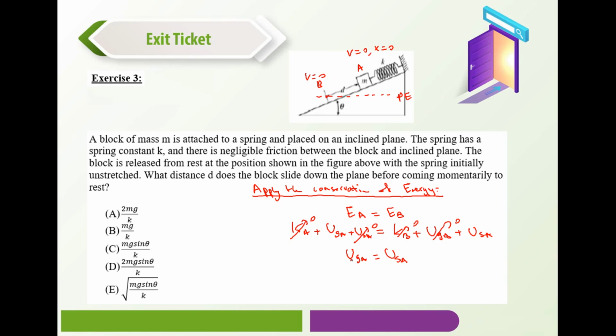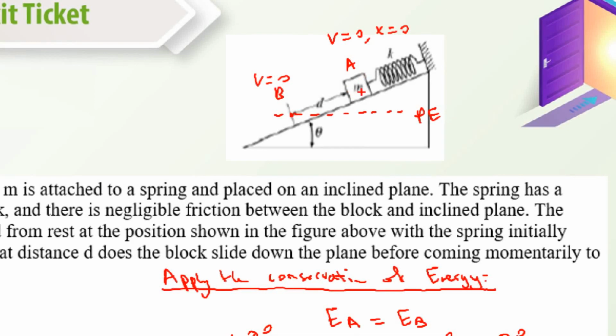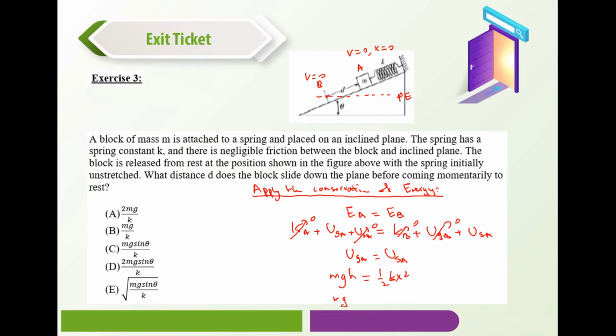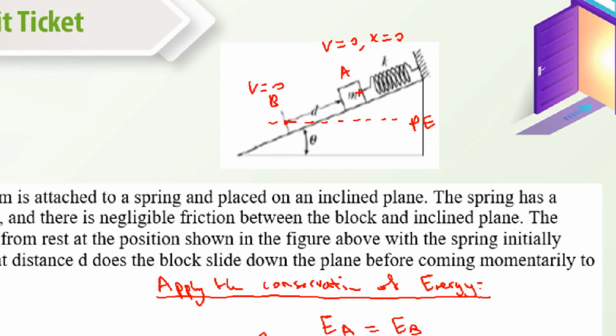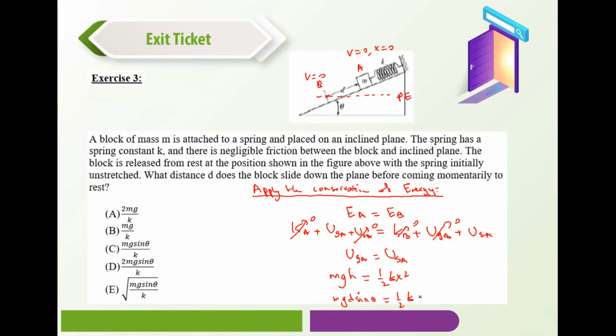the elastic potential energy. Now the gravitational potential energy mgh is equal to half kx squared. Now notice carefully here, h would be this distance. If this is the horizontal, then this is also the horizontal, then that would be theta and h. So sine theta is given by h over d, then h is given by d sine theta. So that would be mg d sine theta equals half k. Because x is the elongation of the spring, in this case the elongation is given by d, so that would be d squared. This cancels with that, and the 2 down becomes up and the k up becomes down. Then the distance d that the block slides is given by 2mg sine theta divided by k, which makes D the correct answer.